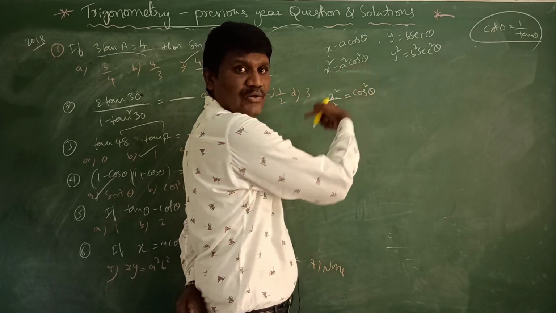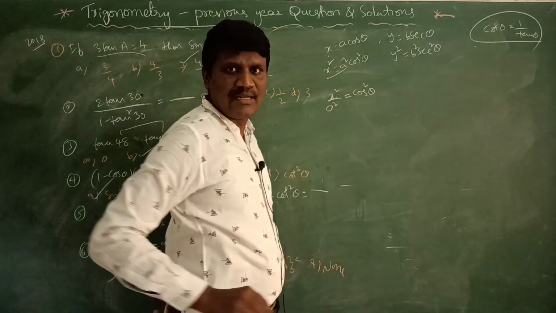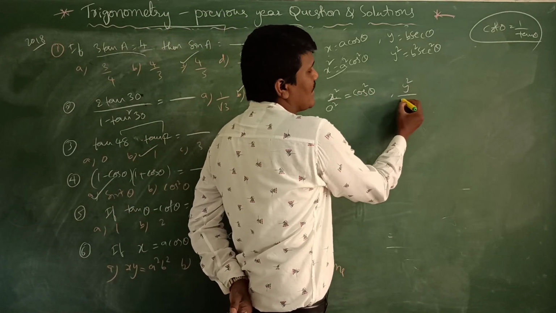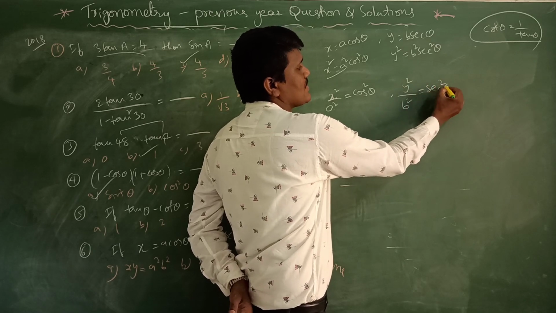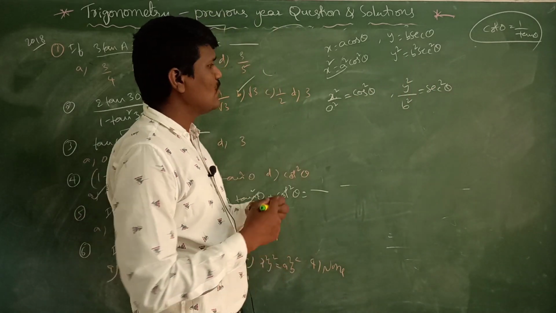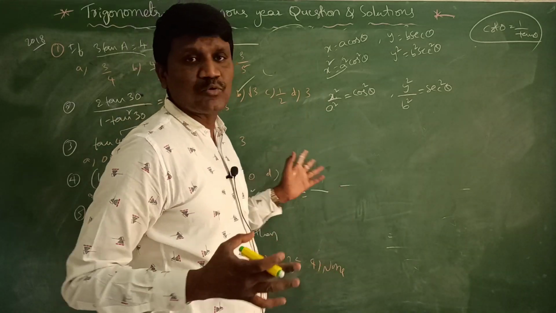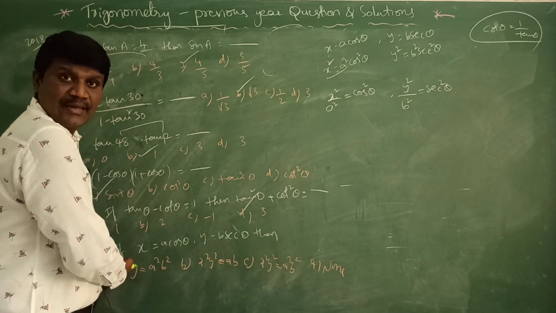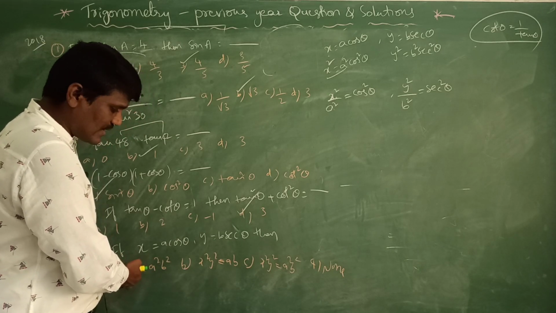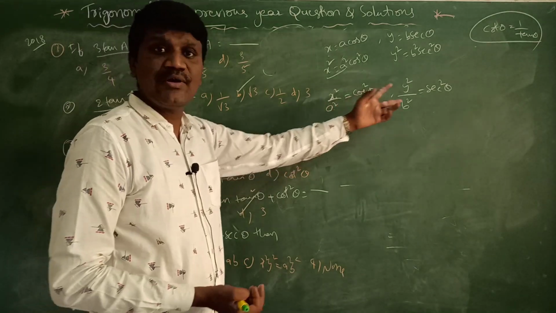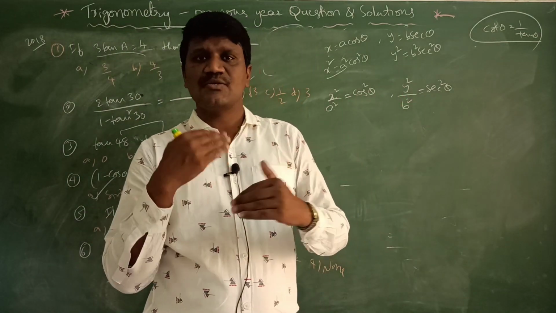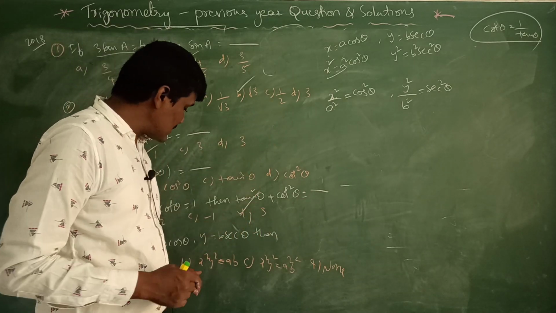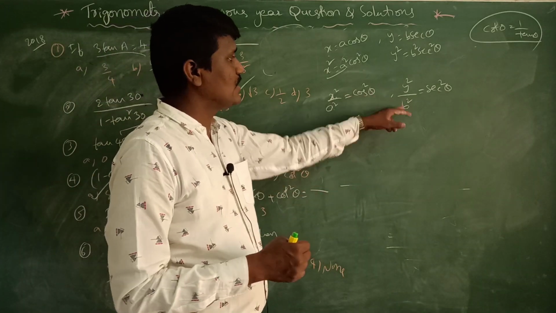I am bringing a square to the left hand side: x square by a square is equal to cos square theta. And y square by b square is equal to sec square theta. Now what you do is multiply the two, because in the options it is either a product of xy or x square y square. Based on the options, you decide: if the options are x square plus y square, you add; if the options are in product form, you do the product of these two.